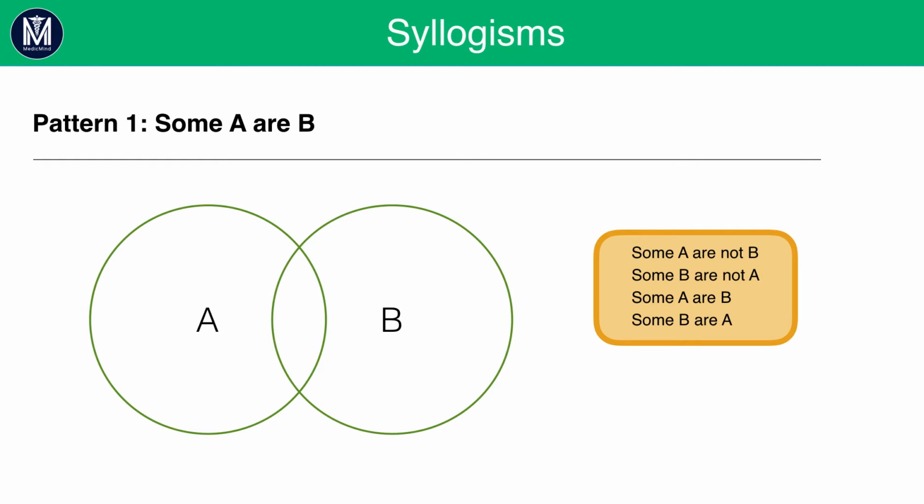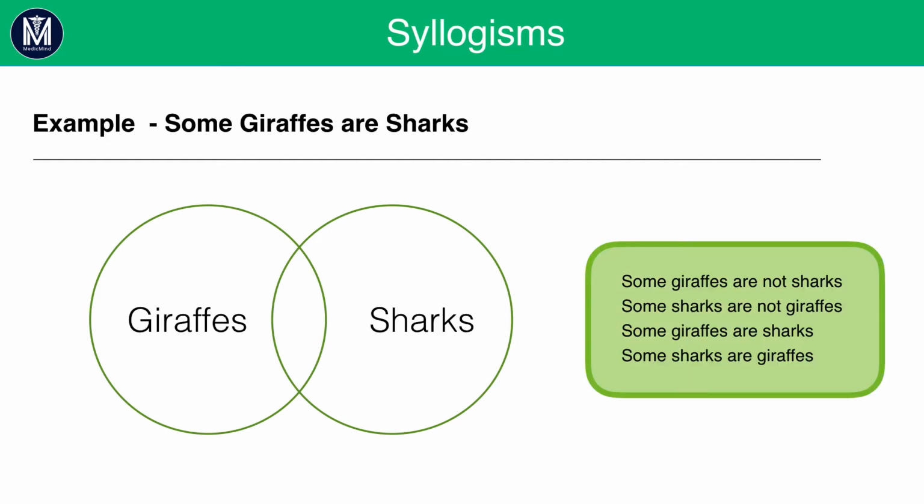So the first pattern you may get is some A are B. Now what can you deduce from this Venn diagram? You can see that some A are not B because some of the A does not overlap with B. You can say the same for B: some B are not A because some of B does not overlap with A. You know that some A are B because there is a section that overlaps in the middle. And you know that some B are A because a section overlaps in the middle.